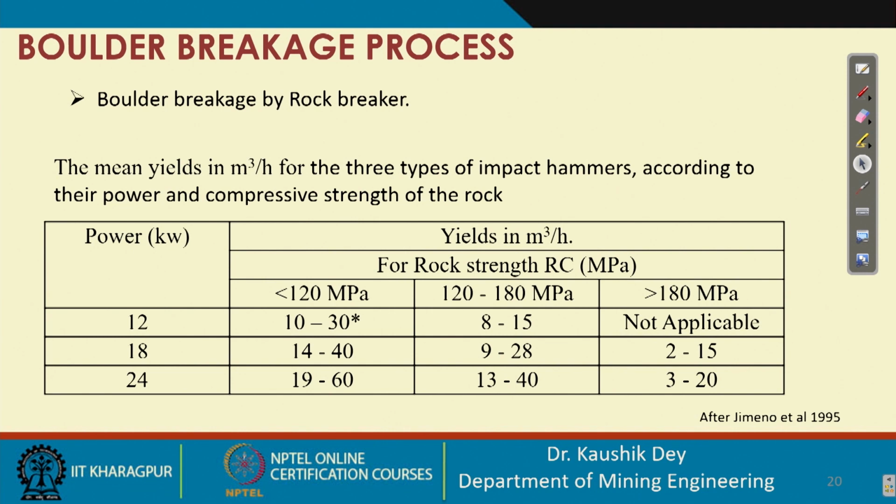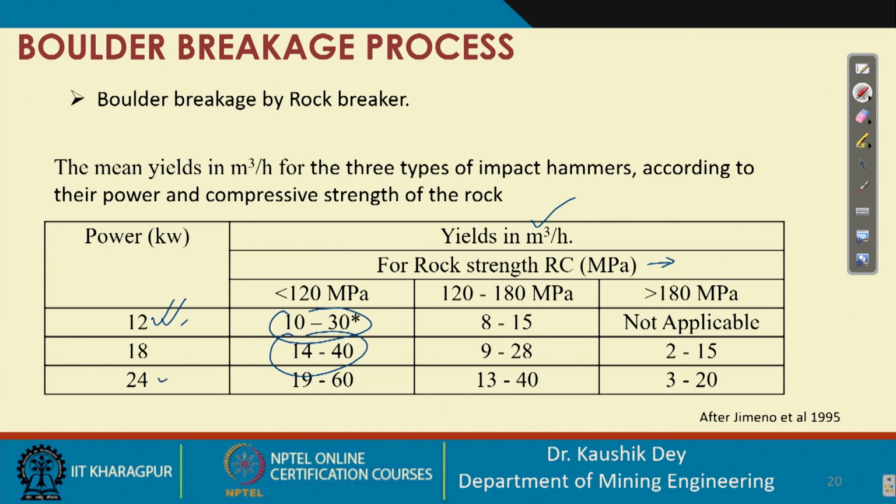Now, this is also given in Gimeno, where the power required in hammering is given with respect to the yield. This is the yield requirement in meter cube per hour, this is the power requirement, that is the power of the hammer, and this is the rock strength. If the rock strength is less than 120 MPa and we deploy a hammer power of 12 kilowatt, then we can expect 10 to 30 meter cube per hour production from this rock breaker mining.